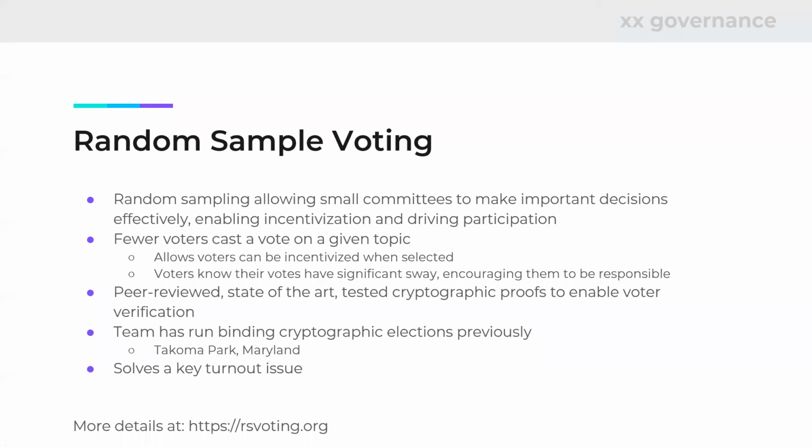So first, we require a good random beacon. And it turns out we actually have that. As we'll explain in NodeCon, we have very strong randomness that allows us to select small committees to make very important decisions in our platform. So using this voting mechanism, we can actually solve the key turnout issue because we have way fewer voters to take very important decisions in our platform. The team in our company has already run many elections previously. One example was an actual US election in Takoma Park in Maryland a couple of years ago. Next slide.